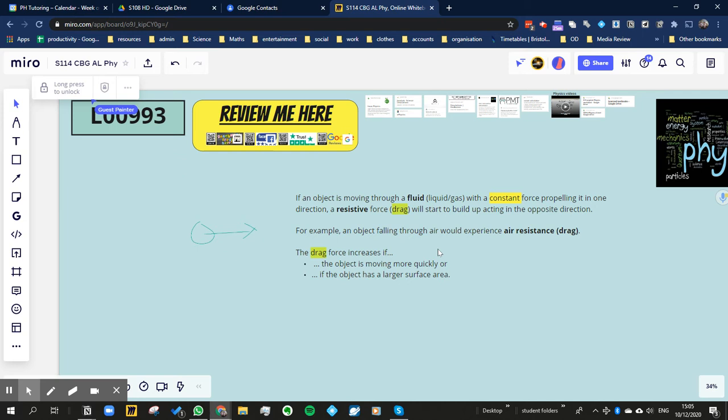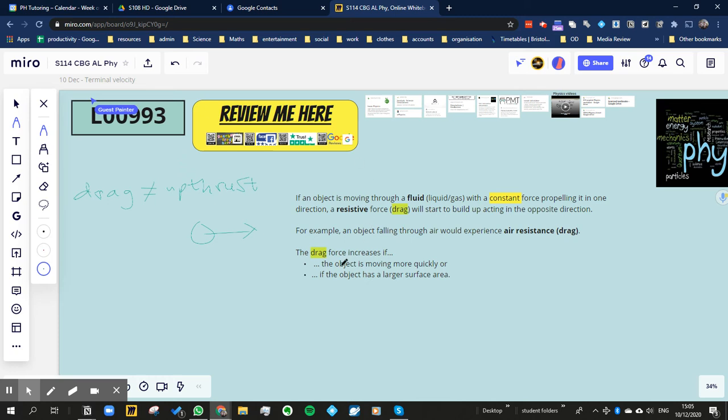Now it's not the same as another word you might come across called upthrust. So let's make a note that drag is not upthrust. It's often confused with upthrust, because upthrust is also a force in a fluid. Briefly, an upthrust exists even if the object is staying perfectly still, but drag is only there if the object is moving.